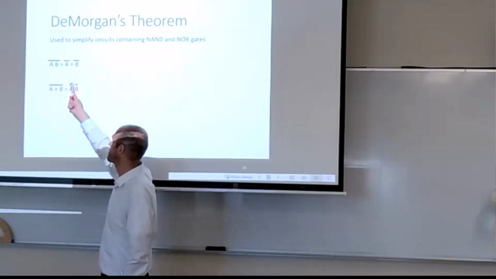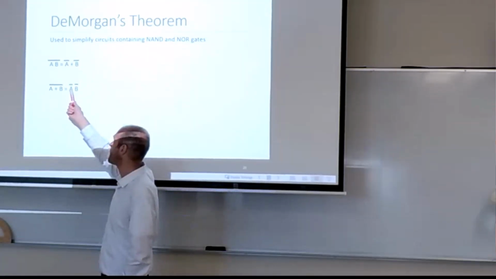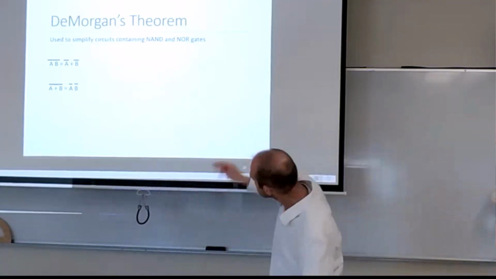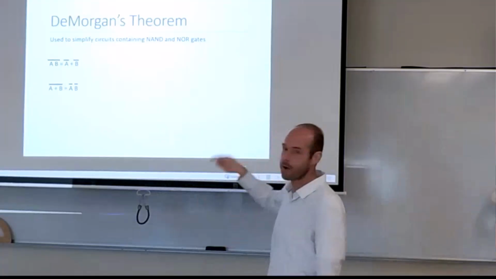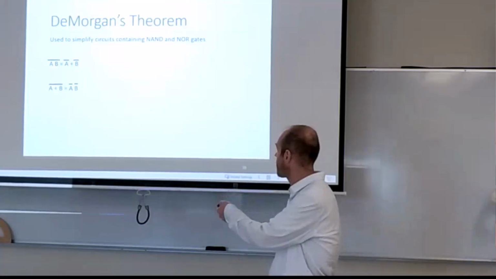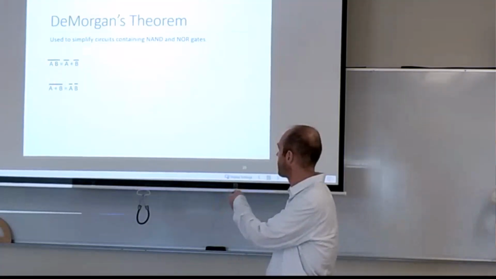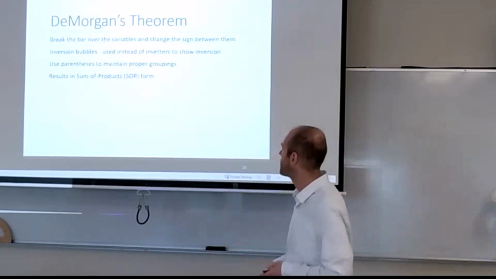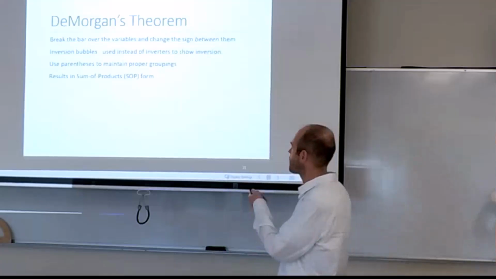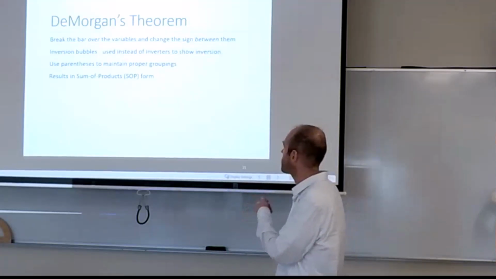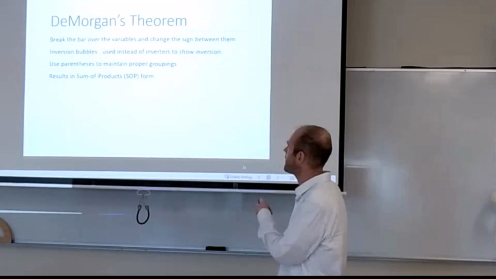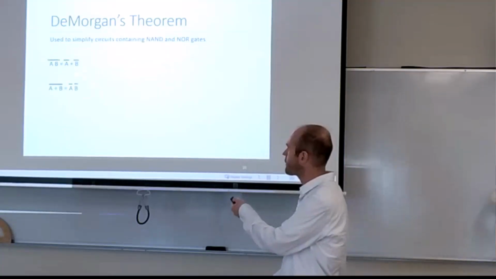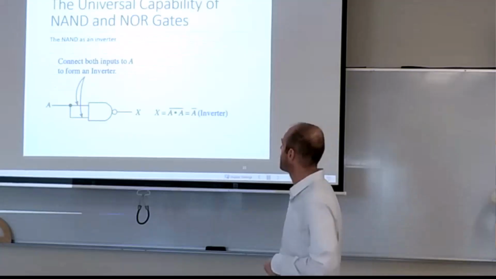So break the bar, change it to A and B. So it's A naught and B naught as separate quantities. That's how we'll apply De Morgan's theorem, which again, these are your NAND and NOR gates that we're working with, which are a common building block for a few reasons. Those rules I just said: break the bar over the variables, change the sign between them. You could graphically draw those out and compare the truth tables, they would be the same.